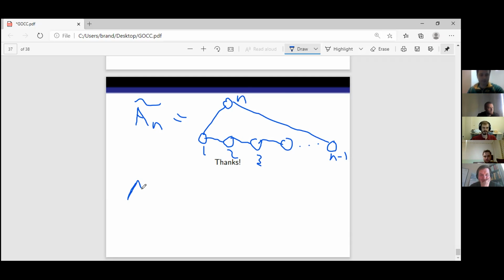And A_n is just a line of n nodes. Yeah, it's just a line. So in general, is the tilde like you add one more node that's attached to the ends of the line?